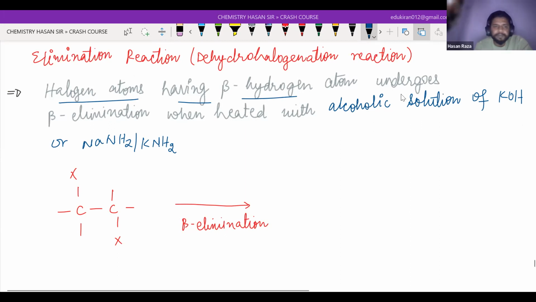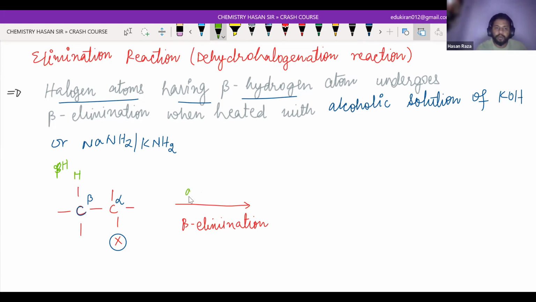You can see the carbon to which X is connected, that is your alpha, and the carbon which is directly attached to this alpha carbon, that is beta. Okay, that is beta. And the hydrogen which is directly attached with beta carbon, that is beta hydrogen. Are you getting my point? Simple. What is alpha carbon? To which X is connected. The carbon which is directly connected to X or halogen, that is alpha carbon. And the carbon which is directly connected to alpha carbon, that is called beta carbon. And the hydrogen which is connected with this beta carbon, that is called beta hydrogen.